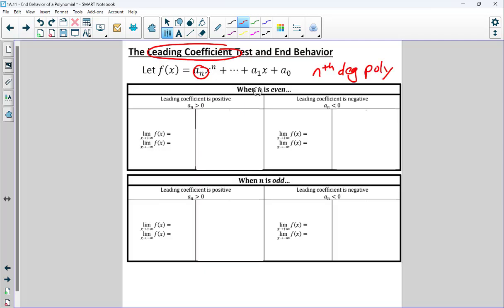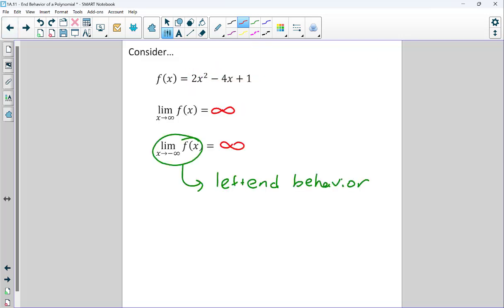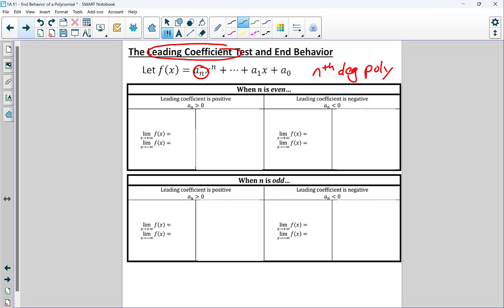So when n is even, so if we have an even degree, remember second degree, fourth degree, 16th degree, an even degree, and the leading coefficient is positive. We always start with the right end behavior, always start with the right side of the graph. If it's an even degree and the leading coefficient is positive, the right end behavior will be positive infinity. So the right side goes up.